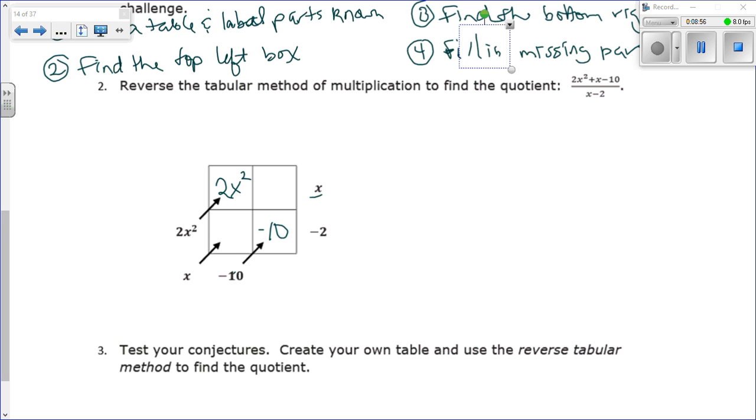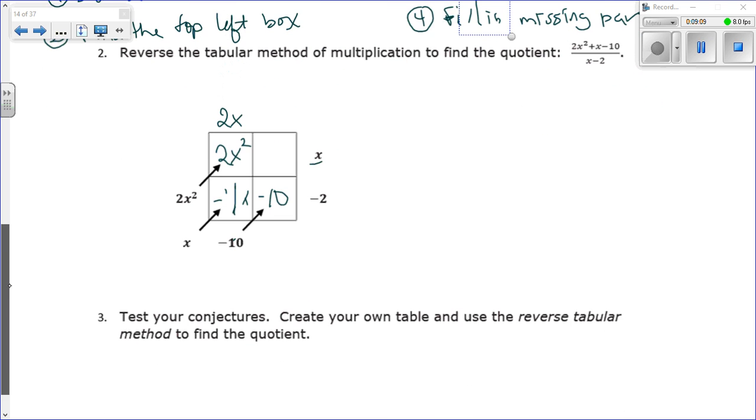Well, what did I multiply x by to get 2x squared? Well, that would be 2x. 2x times negative 2 is negative 4x. And then I need that to add up to x, but I have negative 4x, which means this has to be a positive 5x. And what did I multiply x by to get 5x? Well, that would be just 5. 5 times negative 2 is negative 10. Check it out. So my answer is 2x plus 5.